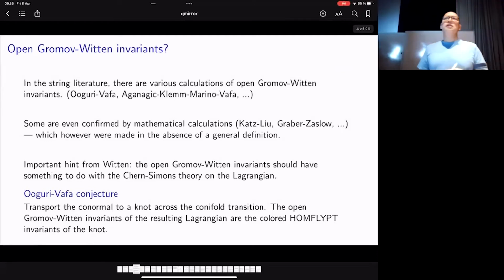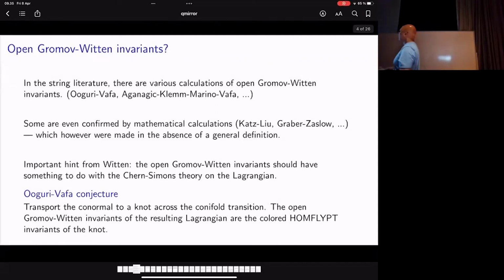However, in these calculations there's not a general definition of open Gromov-Witten invariants, but maybe in the presence of an S1 action or a complex conjugation or something, which prevents you from going to the boundary of the moduli space. There wasn't a general definition, but there was an important idea from the string literature, which is that open Gromov-Witten theory had to have something to do, at least in 3 dimensions, with Chern-Simons theory on the Lagrangian brane.